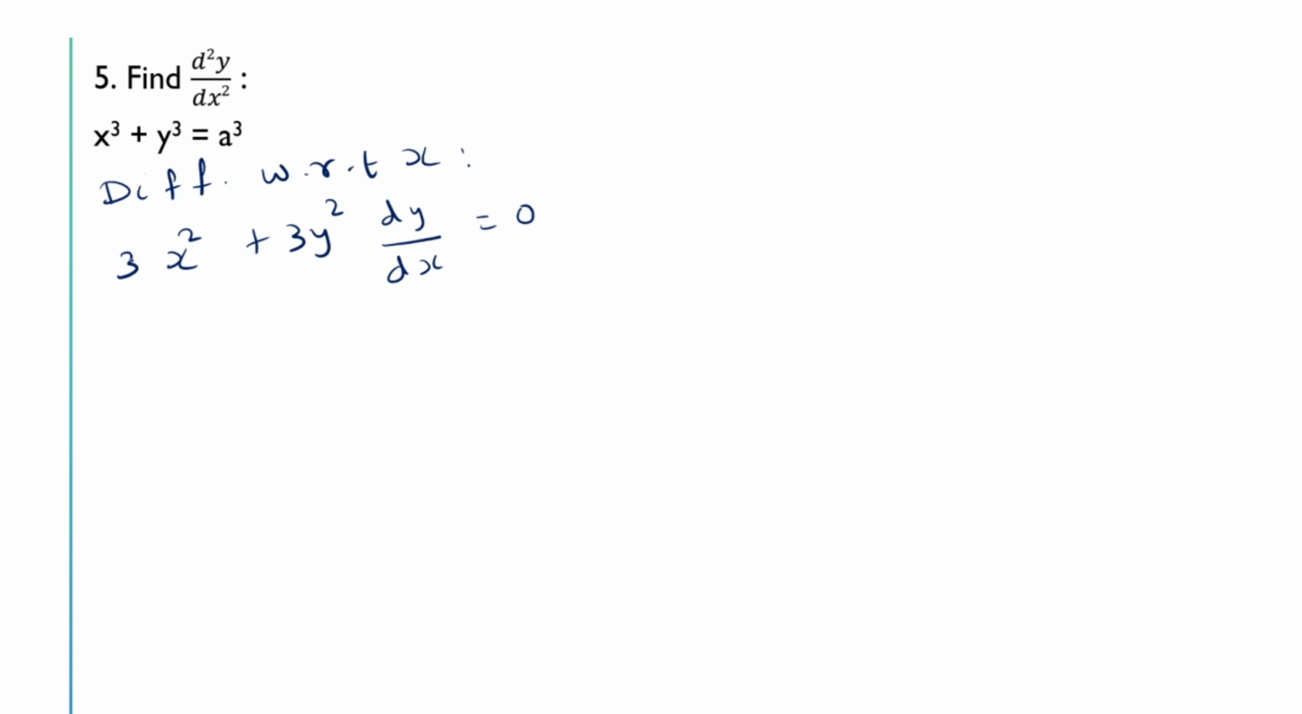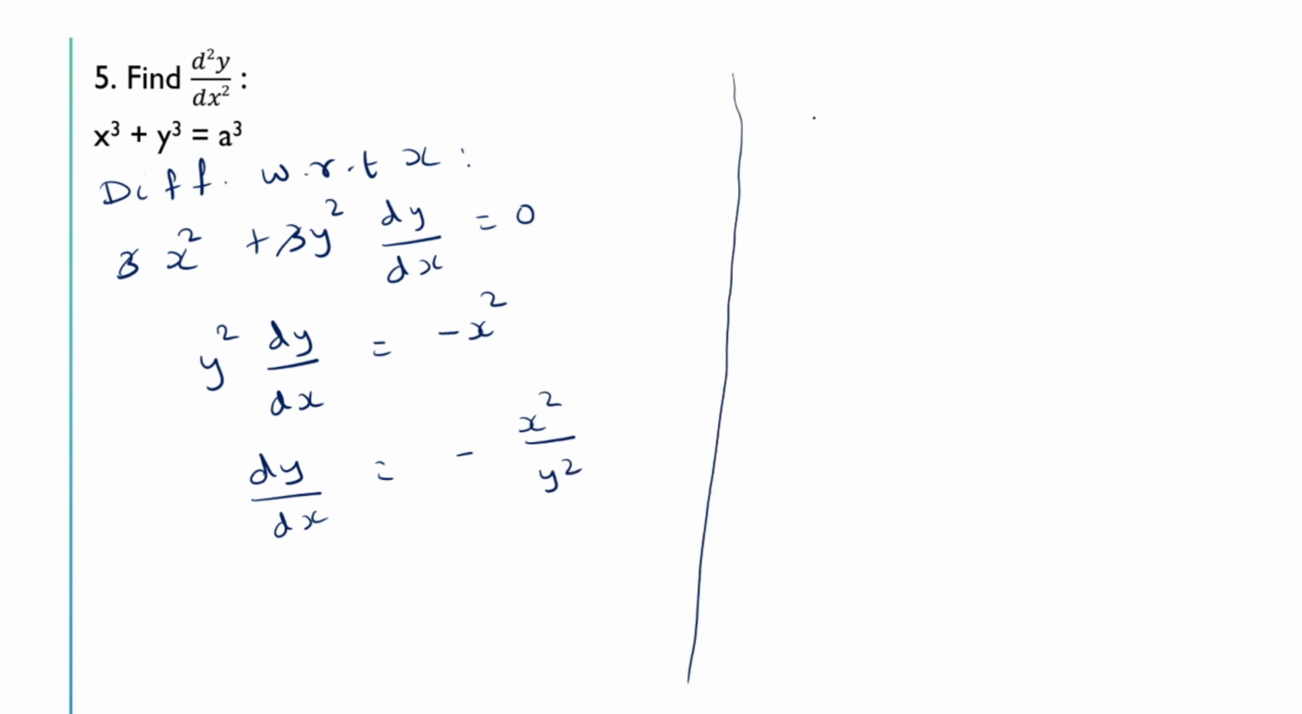So 3 is common, we can cancel. So y square dy by dx equal to minus x square. Therefore, dy by dx is minus x square by y square. Now we have to find d square y by dx square. D square y by dx square equal to d by dx of minus x square by y square. So the second order derivative is the derivative of dy by dx.